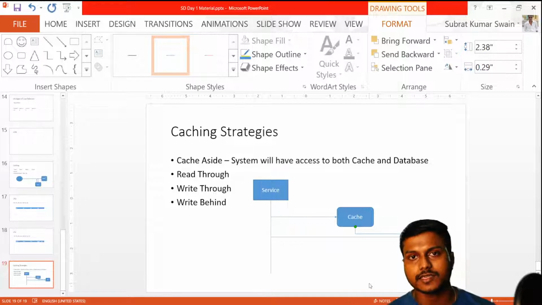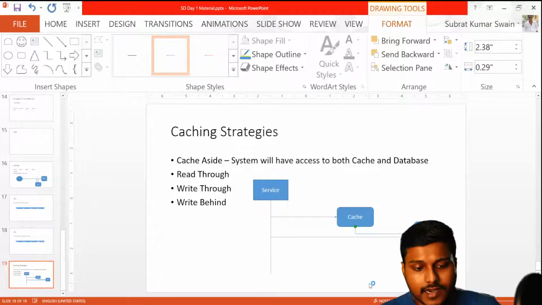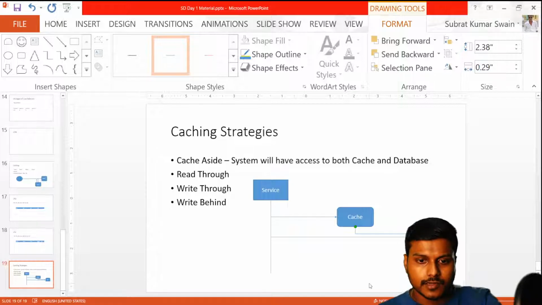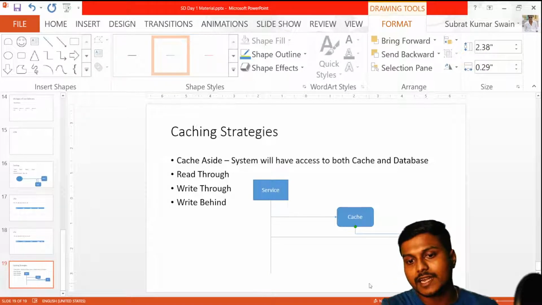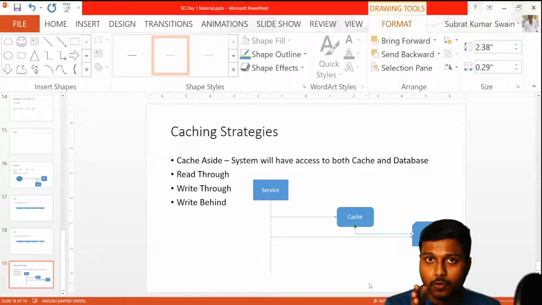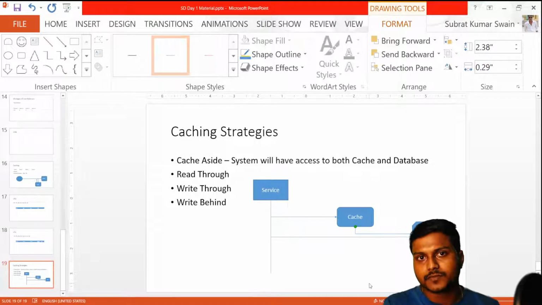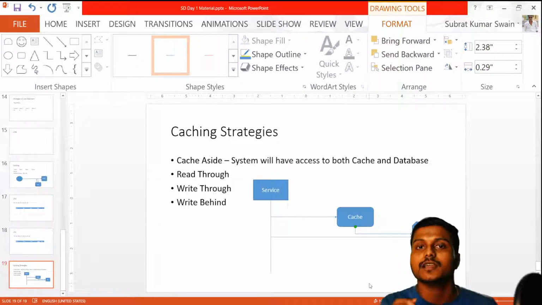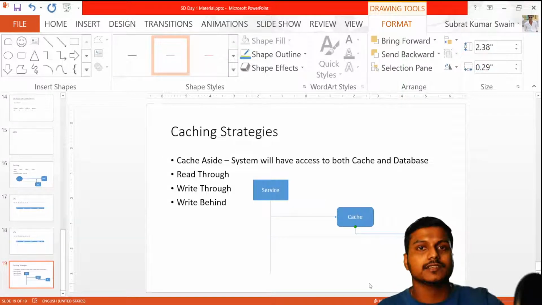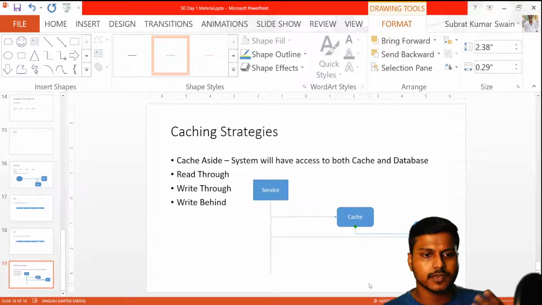It will first search in the cache memory. If the cache doesn't have that data, the service will directly request the database. This is cache aside. There are other ways too, like read through. In read through, the service won't have direct access to the database. It has to go through the cache memory. It will request the cache. If the cache has the data, it will return it. If the cache does not have the data, then the cache will request the database, not the service. The data is first written into the cache, then the cache returns the data to the service. That is read through. You can search the other two, write through and write behind.